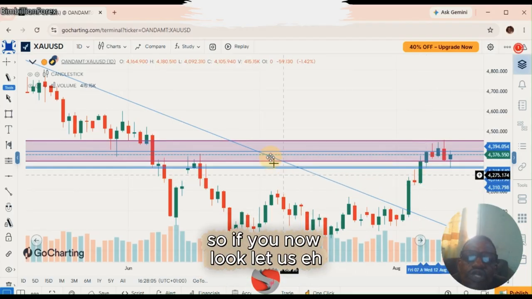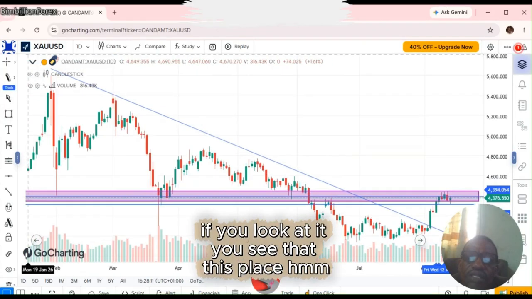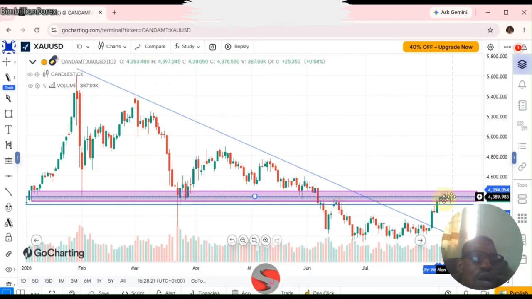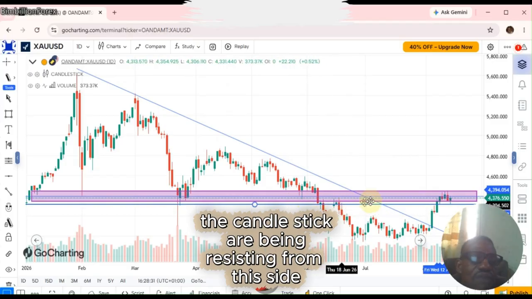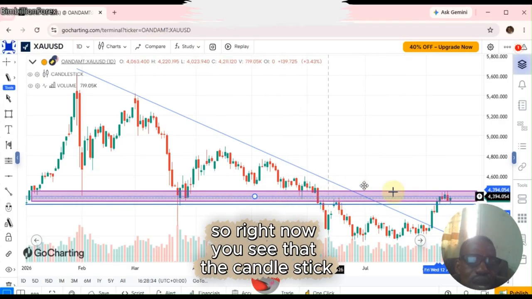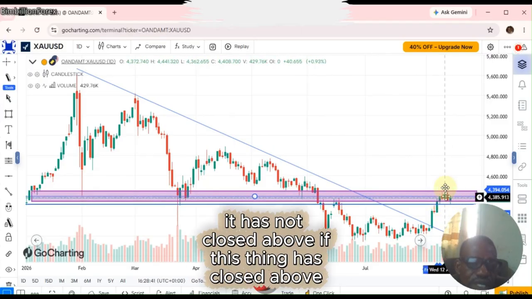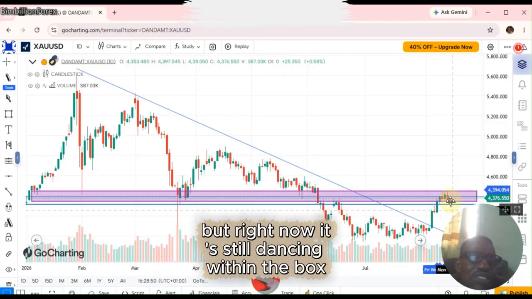Okay, so if you now zoom out and look at it, you see that this place where I drew this box is a major resistance. It has been a demand zone, but now a strong resistance. The candlestick has been resisting from this side. Right now the candlestick is still inside this box. It has not closed above. If it closes above, we'll be thinking of going up again, but right now it's still dancing within the box.